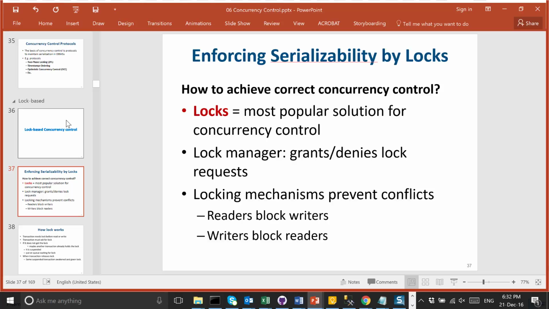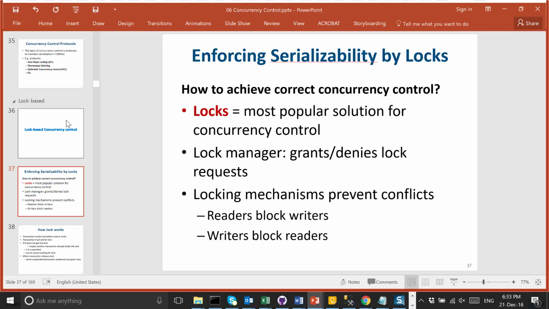Lock S. Lock S. Which one? I have a shared lock. Yes. So for example, I have a shared lock on A. This T2 cannot ask for an exclusive lock. It can ask for a shared lock, no problem, but it cannot ask for an exclusive lock. So the readers block the writers, and the writers block the readers.